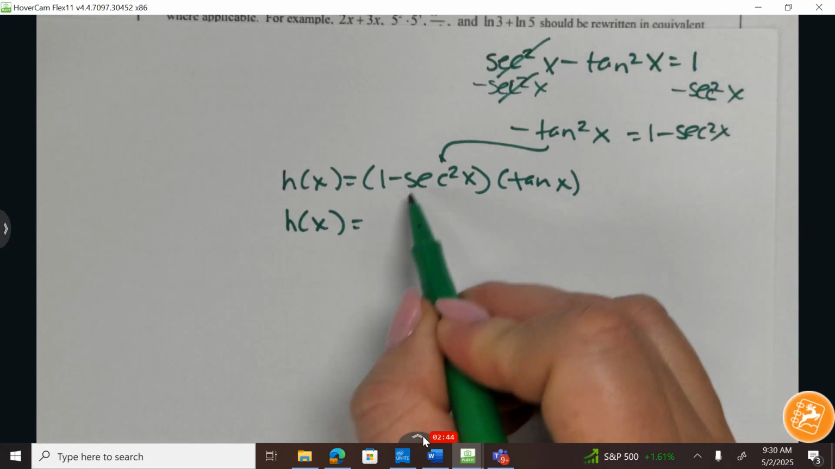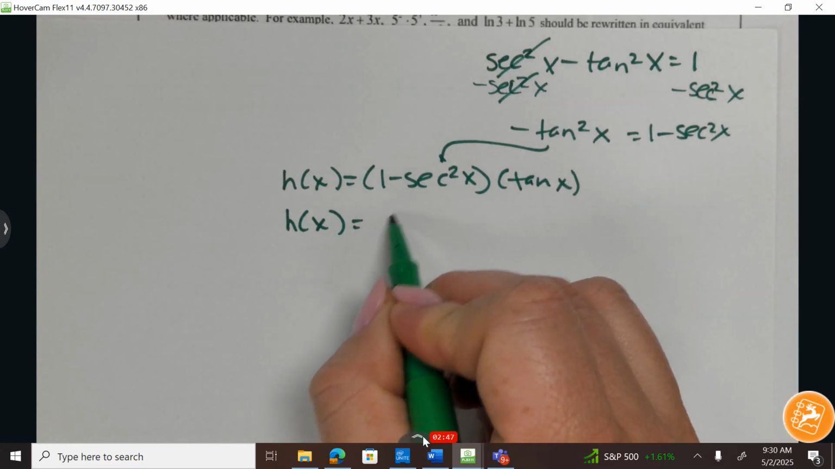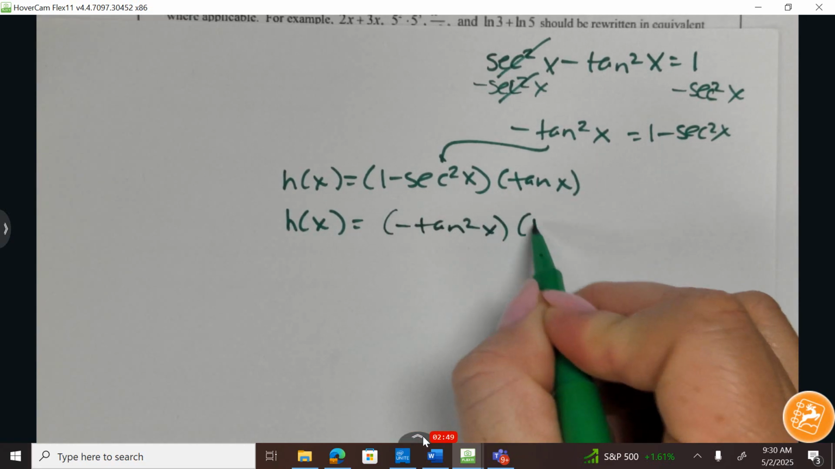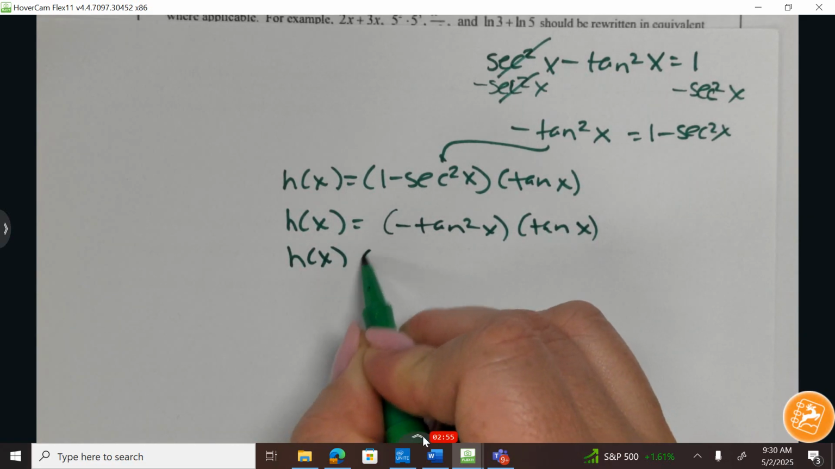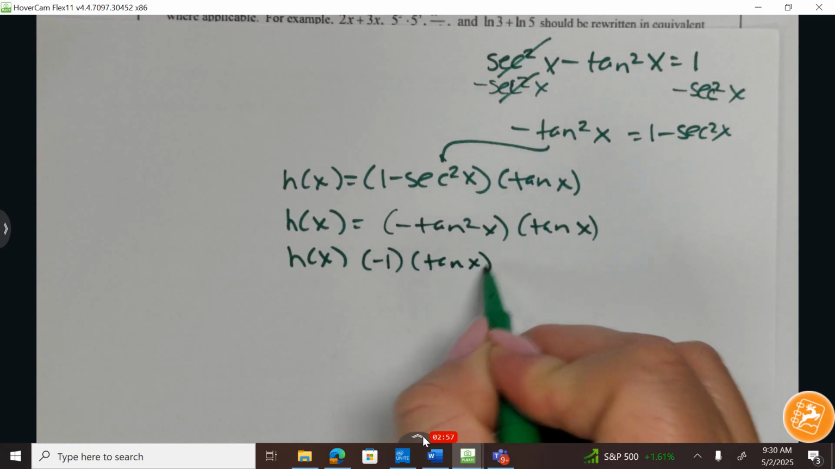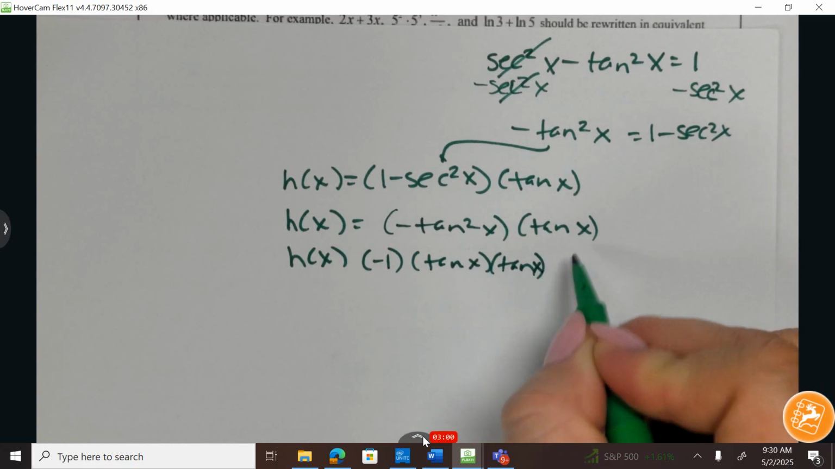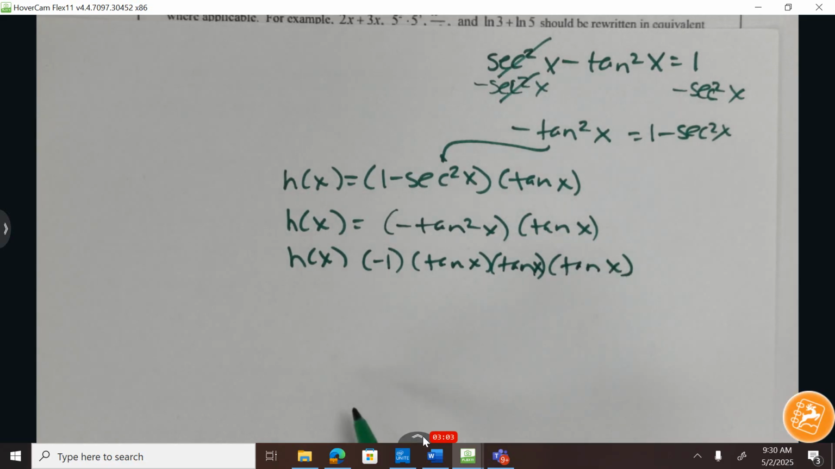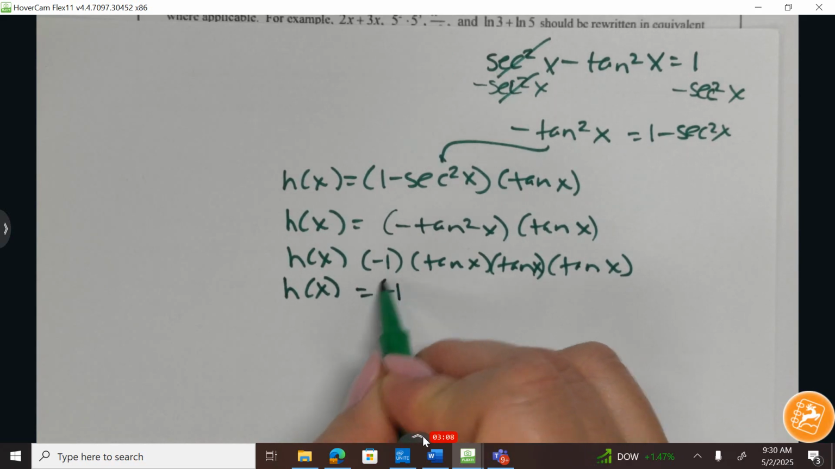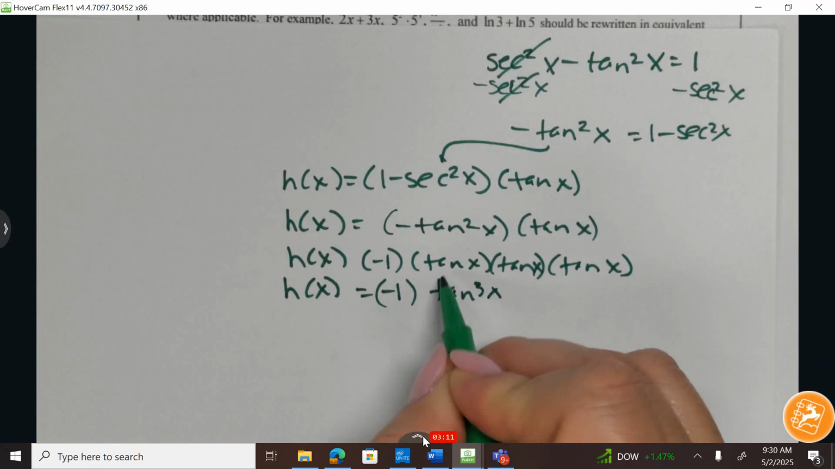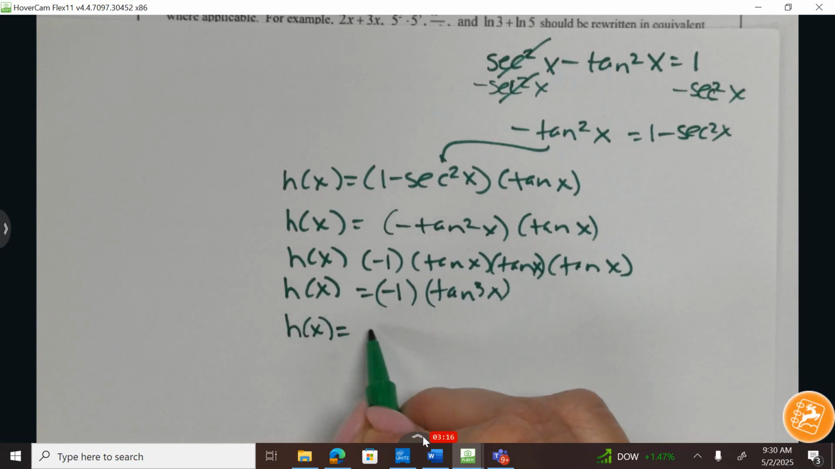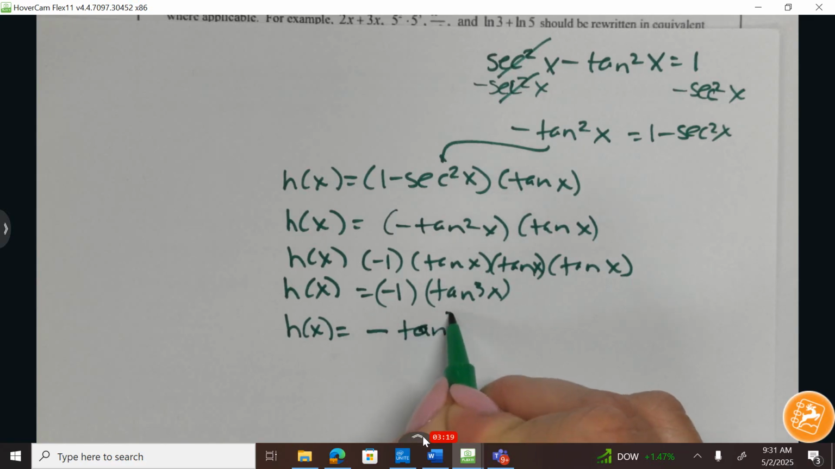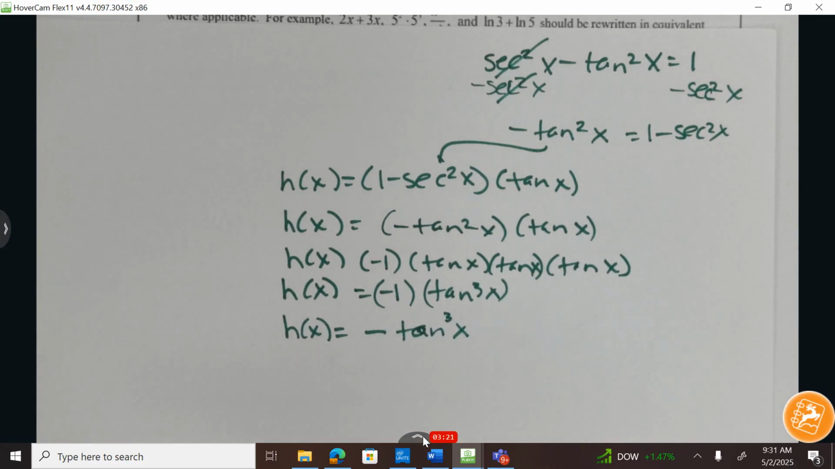So I'm going to replace 1 subtract secant squared with negative tangent squared x. Now when you have the same base, think of this really as a negative 1. There's 2 groups of tangent, that's what tangent squared is. And then we have the tangent in the back. So here I have h of x equals negative 1 times tangent cubed x. I believe you could write it like that. Make sure that 3 is up above. I'm going to make it a little bit neater to make sure there's no confusion. And this is my final result for the second.